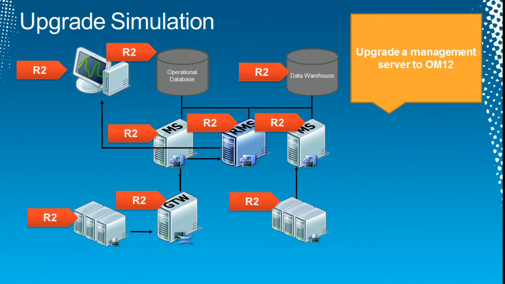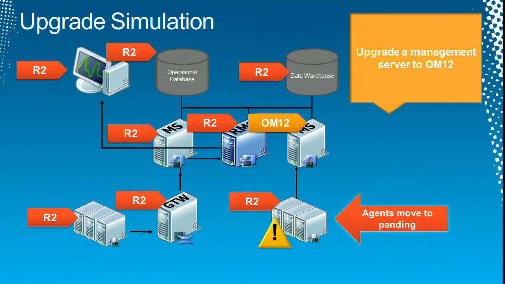We actually start at one of the secondary management servers. So we don't touch the RMS. We leave that alone. We do this purposely because we don't want to cause any kind of a major outage in your management group. But what we will support is if you upgrade one of your secondary R2 management servers to OM12, it will act in back compat. It will fully function in your R2 management group, and you won't even know the difference.